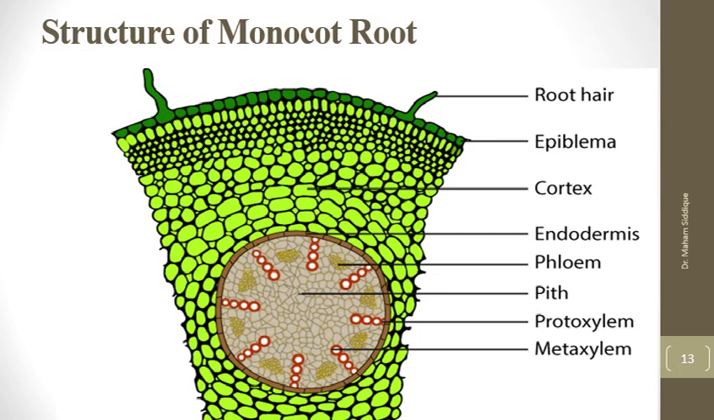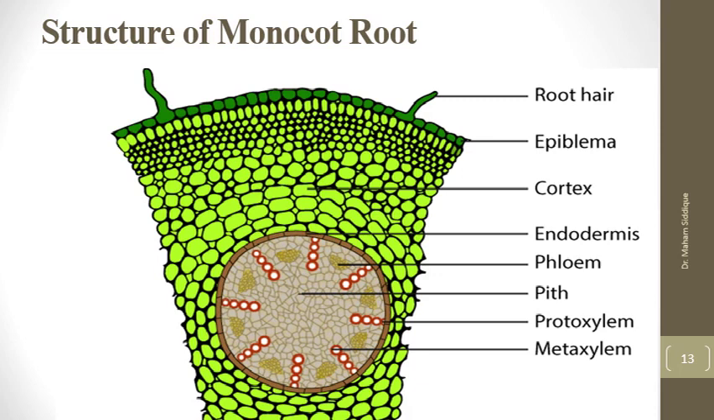Next to endodermis, pericycle is present. Pericycle, or the outer boundary of the vascular strands, lies just below the endodermis. Pericycle may be uniseriate, meaning single-layered, or multilayered. In monocots, pericycle does not form cambium. It only produces lateral roots.